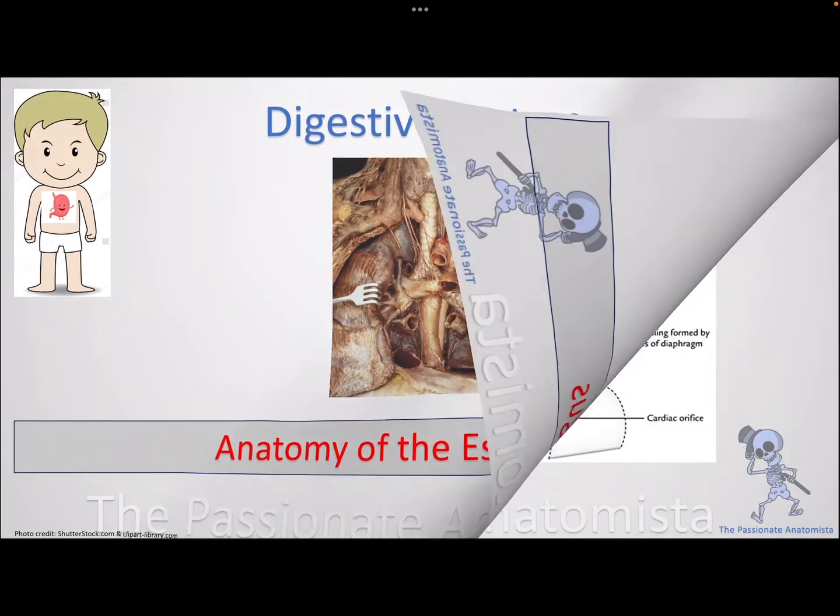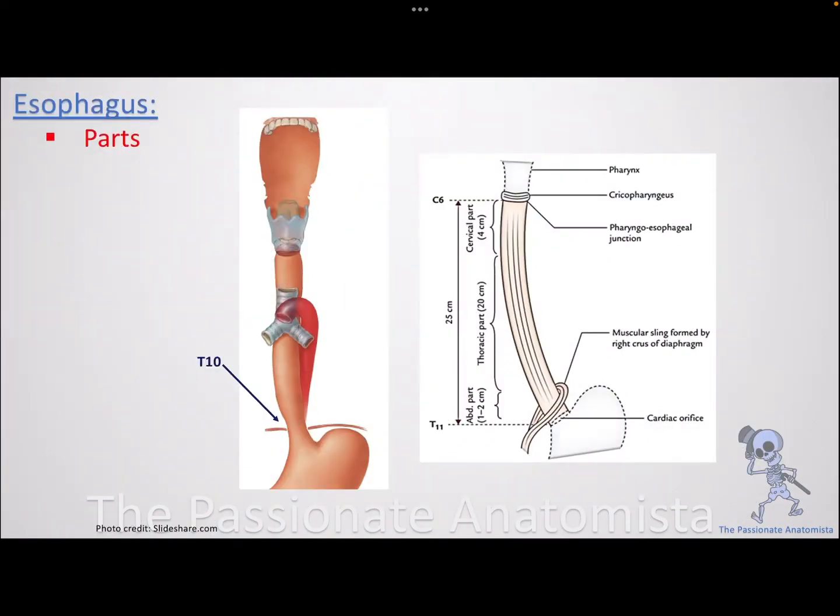So what is the esophagus? The esophagus is a muscular tube that extends from the pharynx all the way to the stomach, because that is going to be the passage of food that we've already chewed in our mouth, taking it all the way to the stomach through the esophagus. It extends from the level of C6 at the pharyngeo-esophageal junction, and it ends at the level of T11 at the gastroesophageal junction.